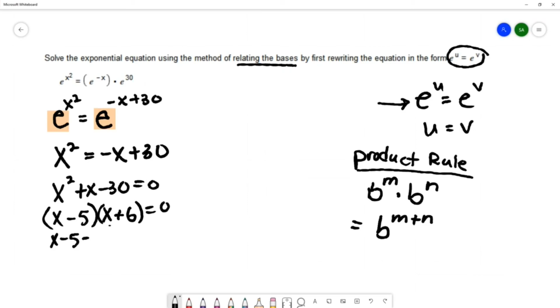We'll set each one of these factors equal to 0 and give x equals 5 and x equals negative 6 as the solutions to this exponential equation.